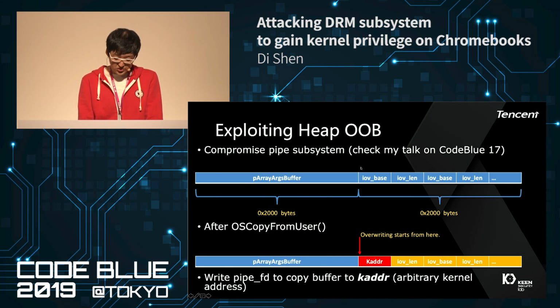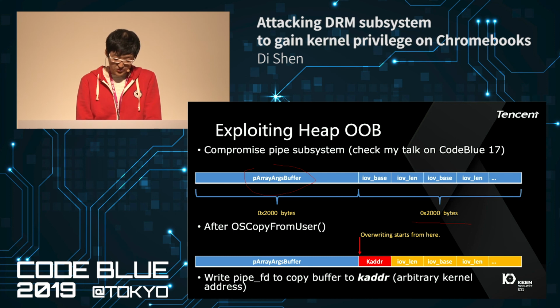So this page will explain how to exploit heap OOB. There will be 2 buffers, and each buffer size is 2,000 bytes. The first one is the p_array args buffer. It's the victim buffer. And the next one is the IO vector array. It was made by heap spray. Hopefully it's just after the victim buffer, so it's just here.